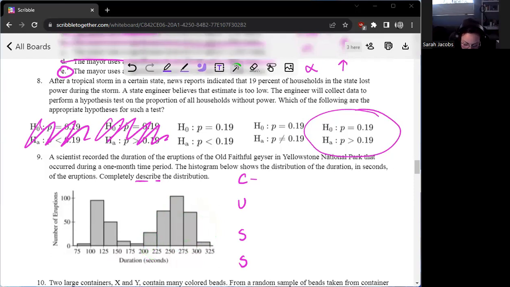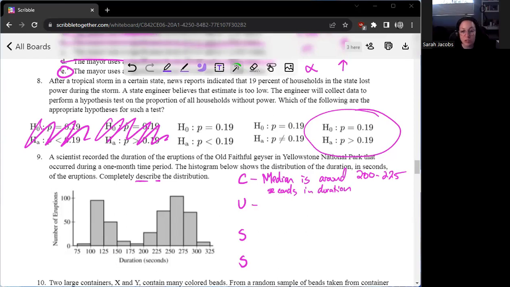It's not about the number of eruptions. It's about the X. These are our counts. This is what we're talking about. So the center, and I'm even just going to say the median, is around 200 to 225 seconds in duration.